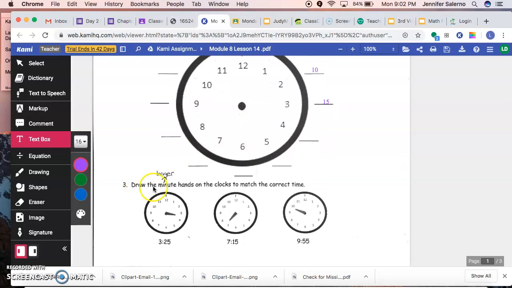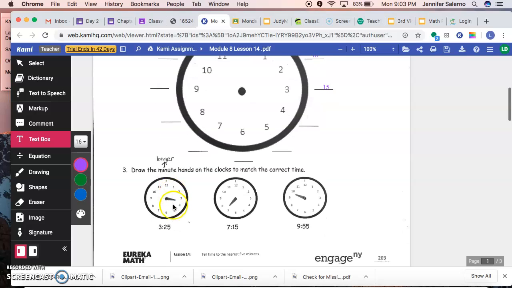They want you to draw the minute hand on the clock to match the time. Now remember, like we talked about yesterday, minute hands are long, hour hands are short. That's how we tell the difference. They cannot be the same size because then we would never know the difference between the hour and the minute. So it's very important that I'm letting you know now, you make it clear that your minute hand is longer than your hour hand. Otherwise, we won't know what time you're telling us, okay?